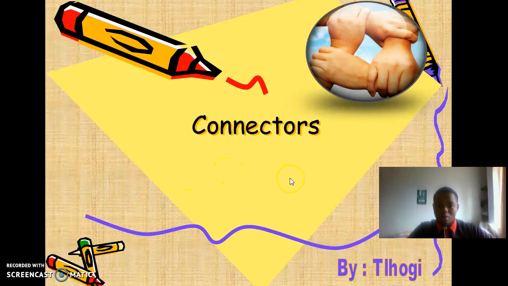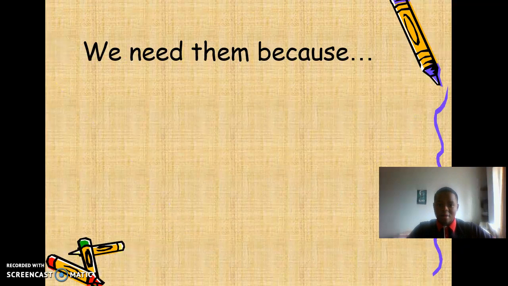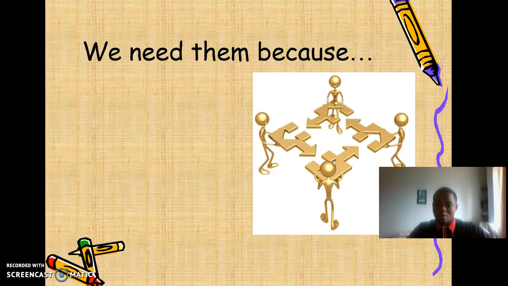So let's start. First thing we're going to do is try to explain what they are and also why we need them. As you basically know from your previous experiences or lessons, logical connectors are basically linking words, or words that are used to connect other words to make more sense. They can also be called conjectors.